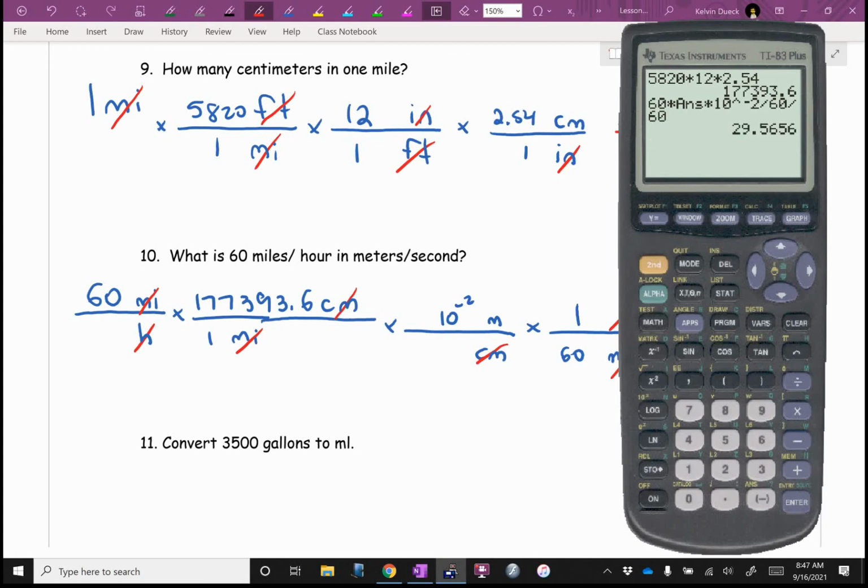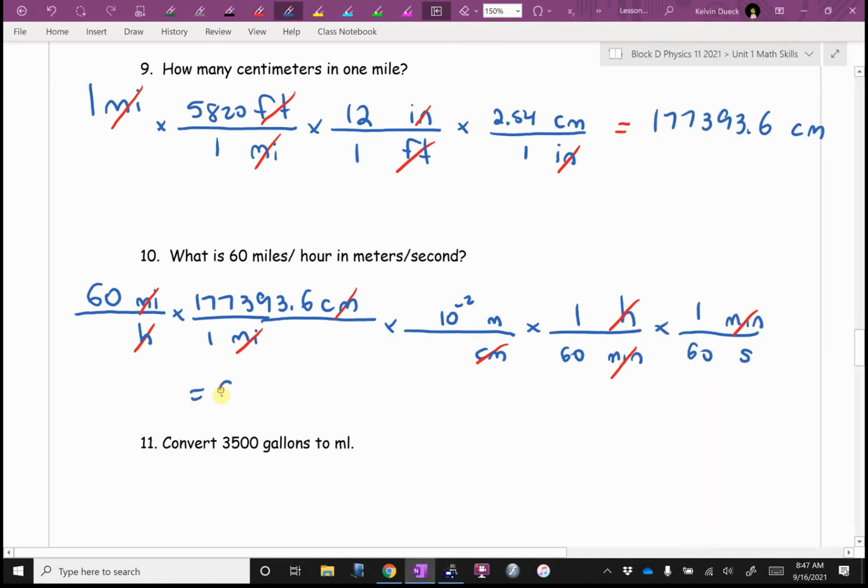29.6? Yeah. 29.565, you know what, let's go the whole thing. 29.5656. Units, we're not going to go work for Verizon. Meters per second.